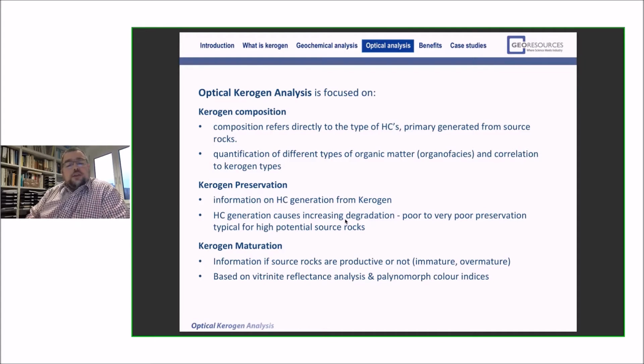So this is the effect of hydrocarbon generation on the preservation of the organic matter. So we can use preservation as an indicator for hydrocarbon generation.